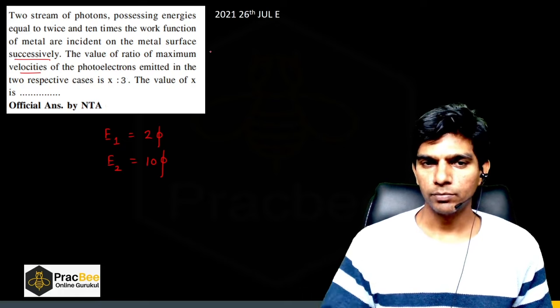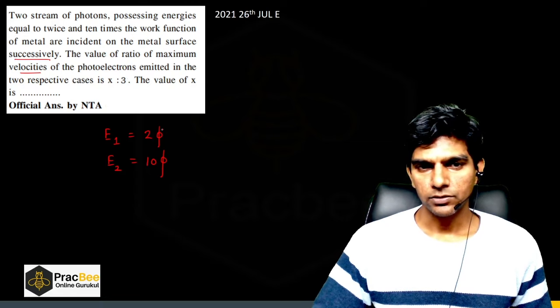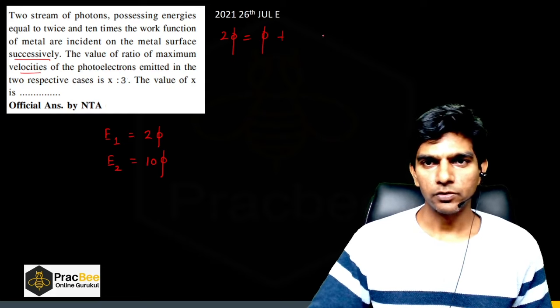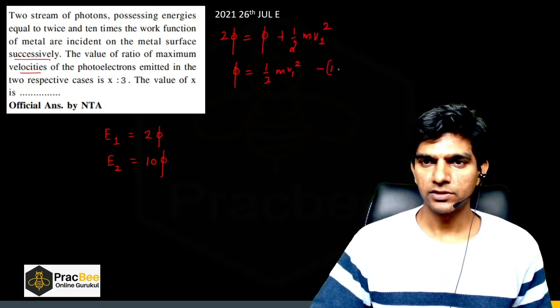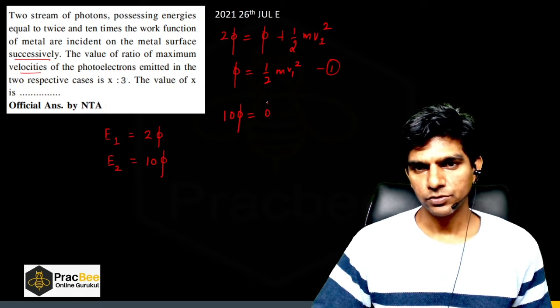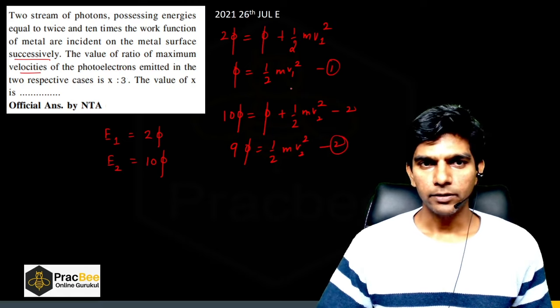Let us plug these values into the photoelectric equation. For the first stream of photons, we have 2 phi equals work function plus maximum kinetic energy, which I can write as half m v1 square. So phi equals half m v1 square. This is the first equation. For the second stream of photons, 10 phi equals phi plus half m v2 square, or 9 phi equals half m v2 square. This is the second equation. Now we can divide these two equations.